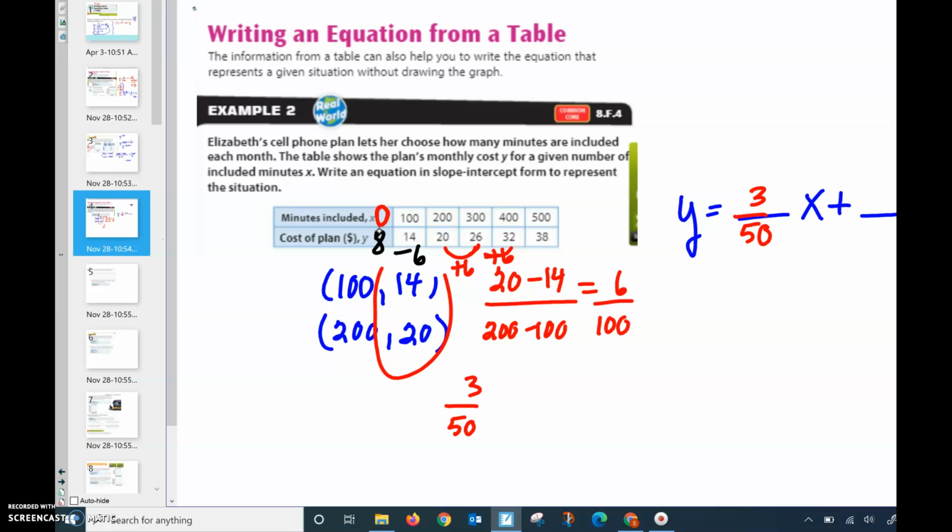So I have that ordered pair 0, 8, and then I know that the y-intercept over here is going to be 8. Okay? All right.